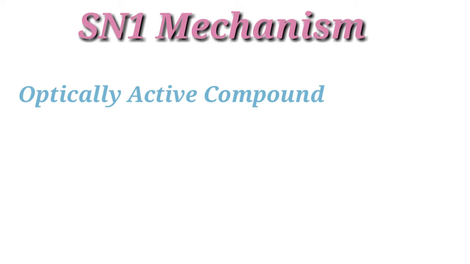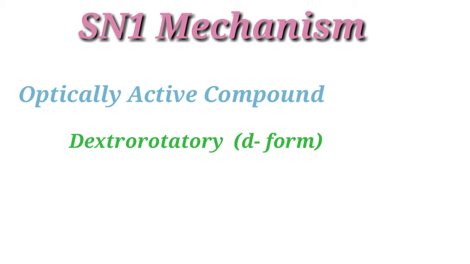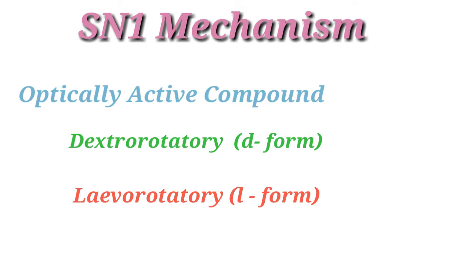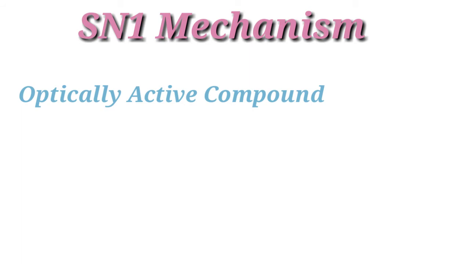So we are taking one optically active compound as an example. Optically active compounds rotate the plane polarized light when it is passed through their solutions. If the compound rotates the plane polarized light towards the right, it is called dextrorotatory or the D form, and it can be indicated by a plus sign before the degree of rotation. If the compound rotates the plane polarized light towards the left, it is called levorotatory or the L form. It can be indicated by a negative sign. These plus and minus isomers are called optical isomers.